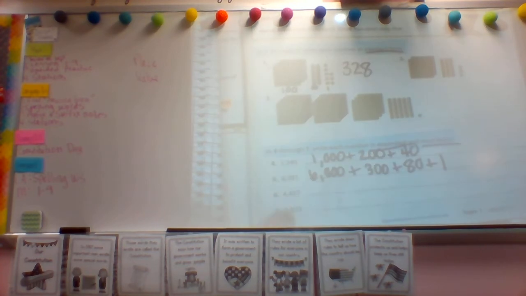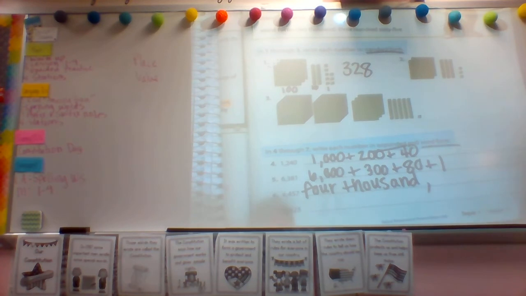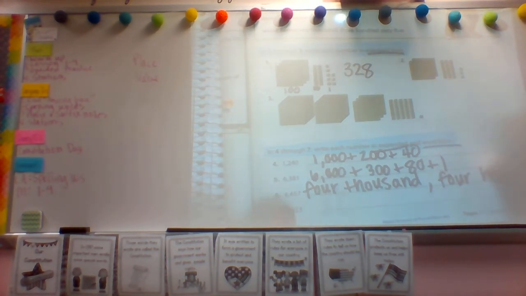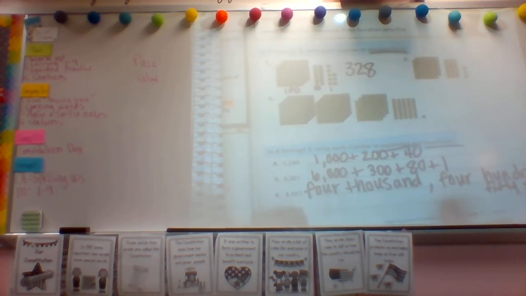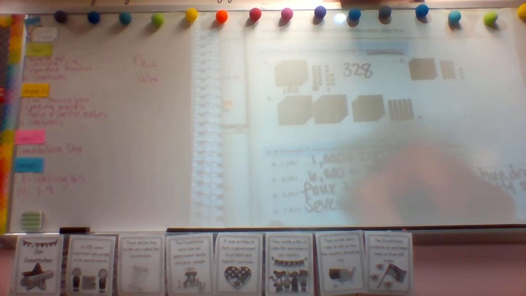For number 6, let's look at word form. This number is 4,457. So this literally means writing out 4,000, comma, 457. And we're working really hard on putting in the comma where it's supposed to go in word form as well. Same thing on number 7. This number is 7,823. So we would write 7,823.